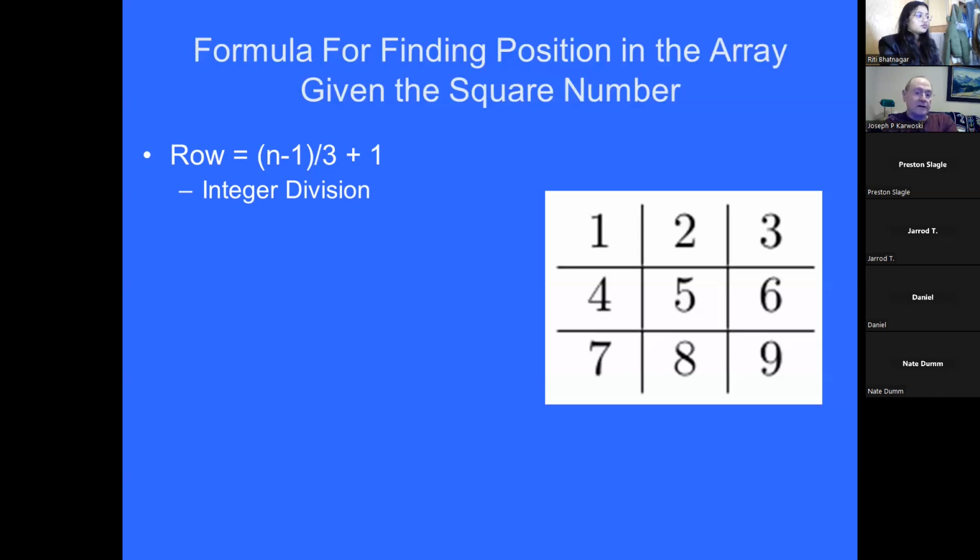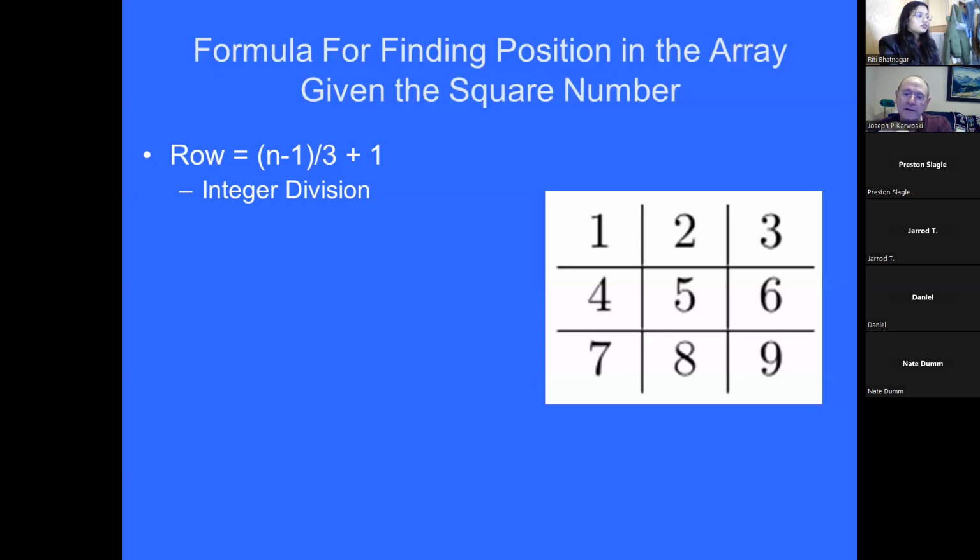Okay, if we did 2 minus 1, that's 1 divided by 3, that's still 0 in integer division. 3 minus 1 is 2, divided by 3 is still 0 for integer division. When we go to 4, hopefully you can see it's going to be 4 minus 1, that's 3. 3 divided by 3 is 1, plus 1 is 2. So we're going to use the integer division, and that will tell us what row we're in.